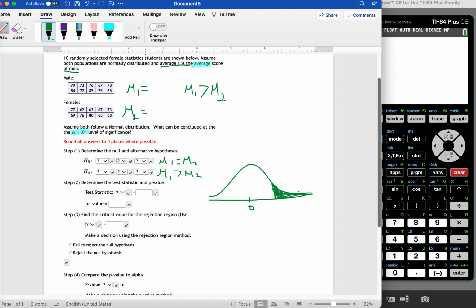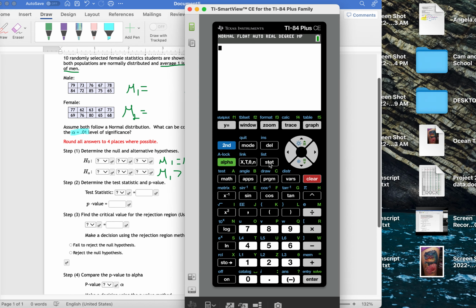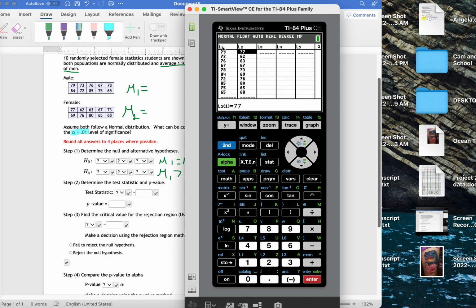All right, now because we're given the data, I'm just going to go ahead and enter the data. I already preloaded mine, but just to remind you where to do that, you go to Stat and to Edit, and then you put your male scores in here, and then the female scores in the second list. So take a minute and load that in, and double check to make sure you entered all your numbers correctly.